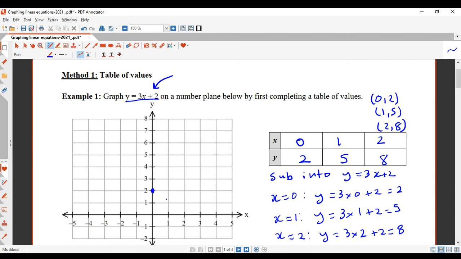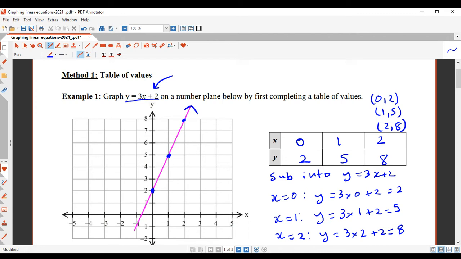0, 2, 1, 5, and then 2, 8. There it is. Now you're going to get your ruler and draw a line through those points. Now don't do this. Don't just join the dots. Okay. What you've actually got to do is extend the line so it cuts the y-axis and the x-axis. And you should show the line extends past the points that you've plotted. Okay. Make sure you put arrows on the end to show that the line goes forever in both directions.